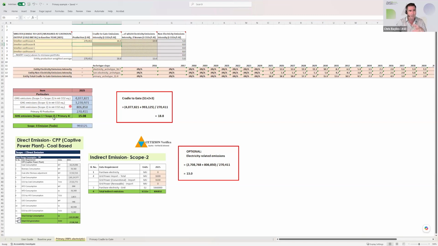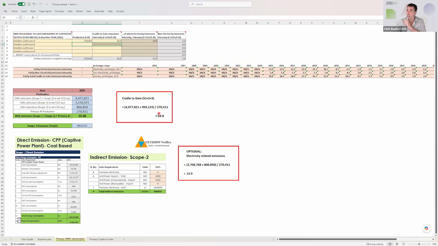And remember, the emissions data Gangaa showed earlier on, it was the scope 1 and 2 was 15 tons per ton, and then there were scope 3s coming into the equation too. Well, we have to incorporate those scope 3s into the intensity factor. And the way that we do that is by adding the total scope 1 and 2, 4 million tons, plus the scope 3s, 993,000 tonnes, divided by primary production in the baseline year. And that gives us not a number of 15.1, but actually 18.8.